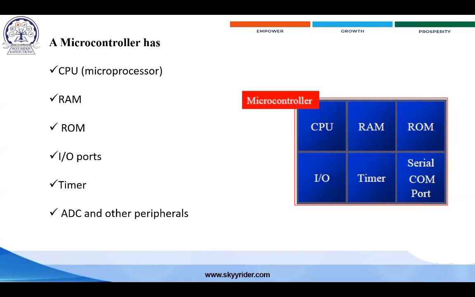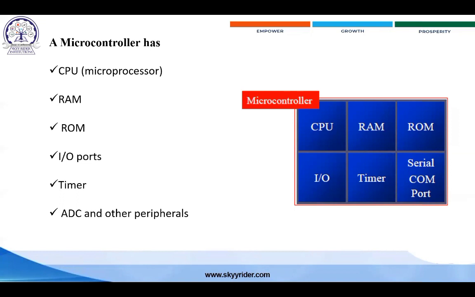When you go for the construction, at that time you will see that a microcontroller has a CPU, RAM, ROM, input output ports, and a timer. With that too, there is your ADC and peripheral systems. So that is the construction of a microcontroller.